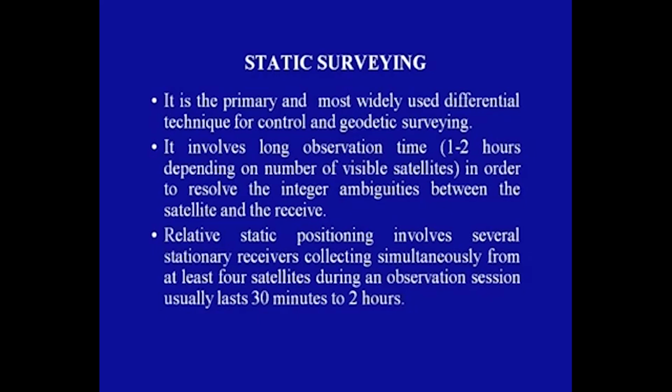Static surveying is the primary and the most widely used differential technique for control and geodetic surveying. It involves long observation time of the order of 1 to 2 hours, depending upon the number of visible satellites, in order to resolve the integer ambiguities between the satellite and the receiver. The relative static positioning involves several stationary receivers collecting simultaneously from at least 4 satellites during an observation session, which may usually last between 30 minutes to 2 hours.